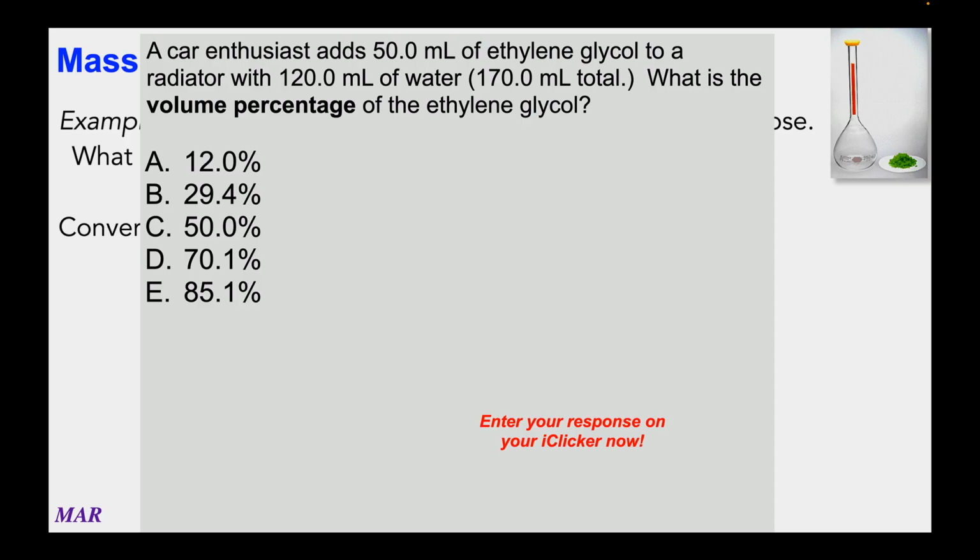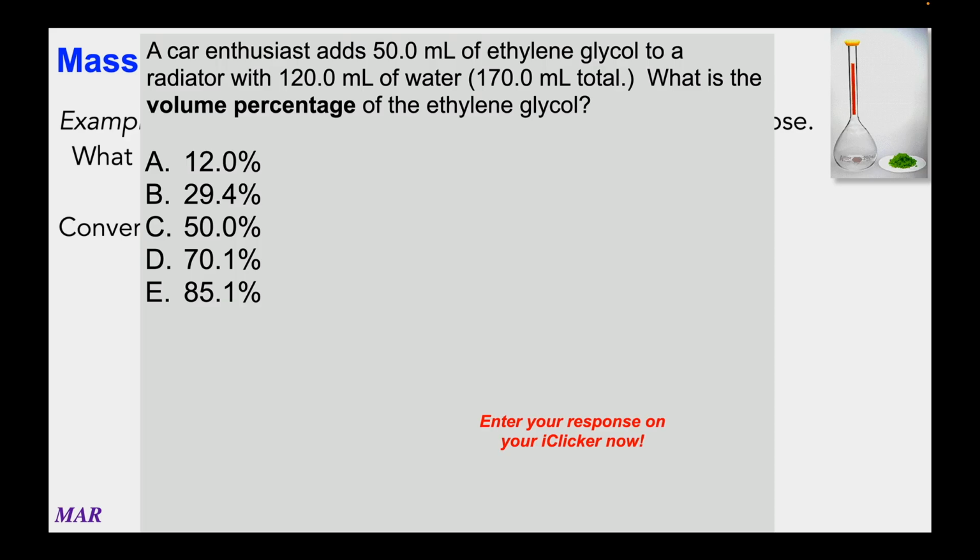This is an example of a volume percentage, which again is not used as much, but I wanted to show you an example of how this works. In a radiator, people will usually have water, but they will put either ethylene glycol or propylene glycol in to make it not freeze as easily in the winter. So let's say this car person took 50 milliliters of ethylene glycol and added it to 120 milliliters of water. So 120 plus 50 is 170 milliliters total, and they want to know the volume percentage of the ethylene glycol. No problem.